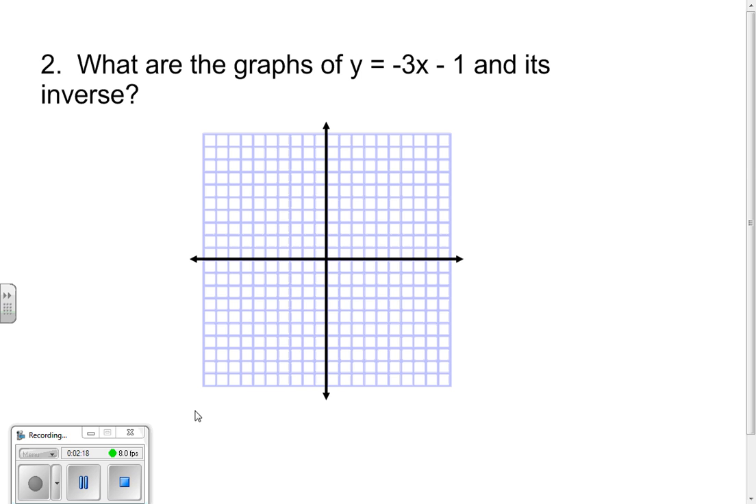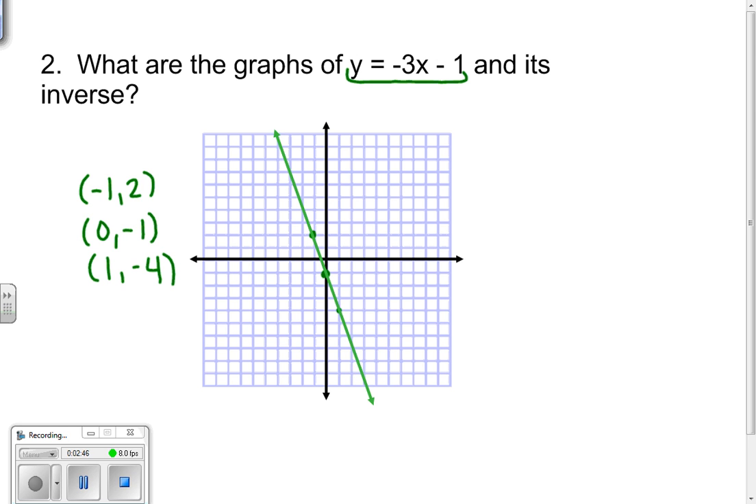Number 2, first one they want me to do is y equals negative 3x minus 1. That's a graph that starts at negative 1, goes down 3 over 1, and I'll also go up 3 over 1. You really want at least 3 ordered pairs to do this. Those ordered pairs are negative 1, 2, 0, negative 1, and 1, 2, 3, negative 4. So this is my original.